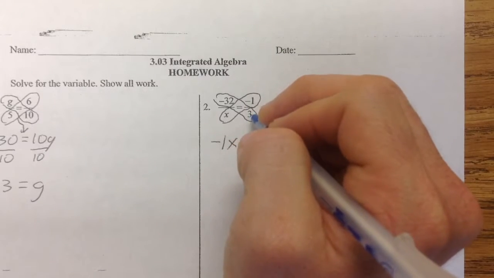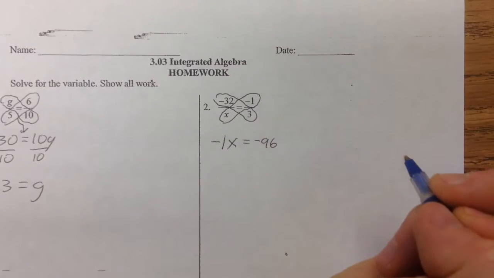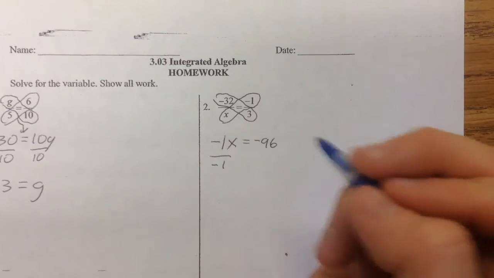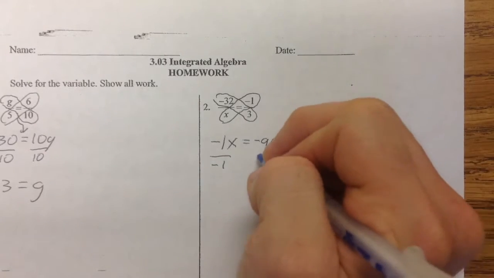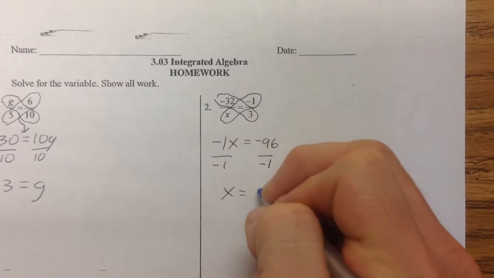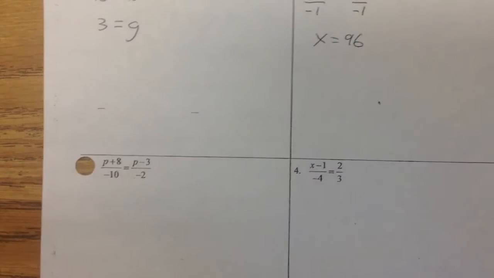3 times negative 32 is going to be negative 96. Now we divide both sides by a negative 1, and that's why I like putting the 1 in there. I just think it makes it a little more clear. Divide by negative 1, x equals positive 96. Negative divided by a negative gives us a positive. Let's take a look at the next one here.